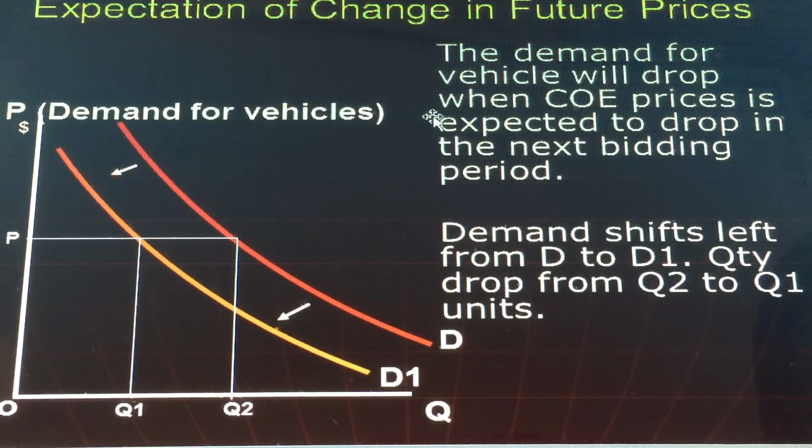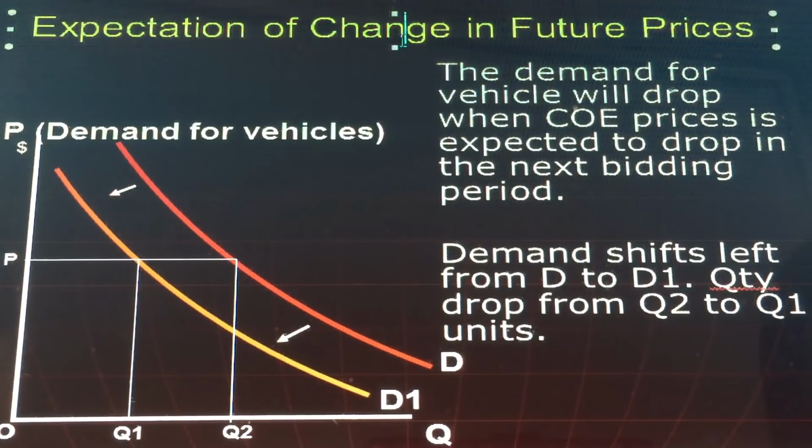Okay, this is one that a lot of people mix up with supply. Let me go through it with you. Expectation of change in future prices. If you expect the prices to fall, you'll be thinking, I'll buy later. Correct? I wait for the sale. And therefore, what happens to the demand now? It will actually shift down.